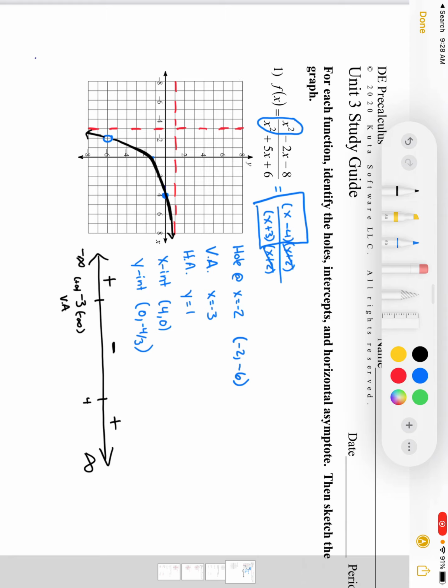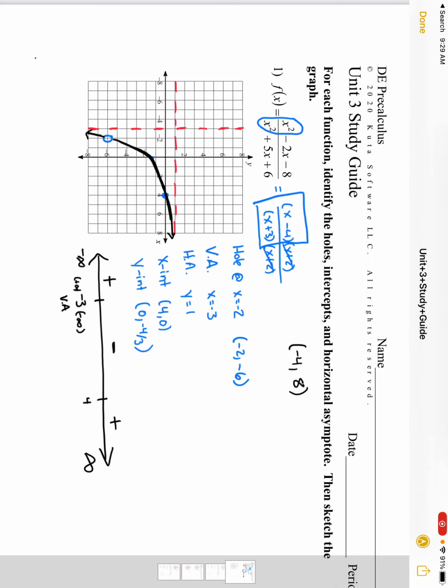So what we're going to do is just plot one point. I would say choose x = -4. If x is -4, so we're going to have the point -4, and then -4 minus 4 is -8. -4 plus 3 is -1. So -8 divided by -1 is 8. So the point (-4, 8) is on that graph.